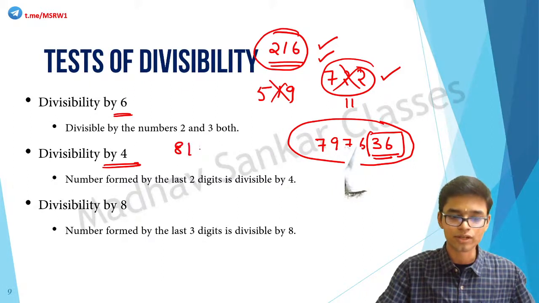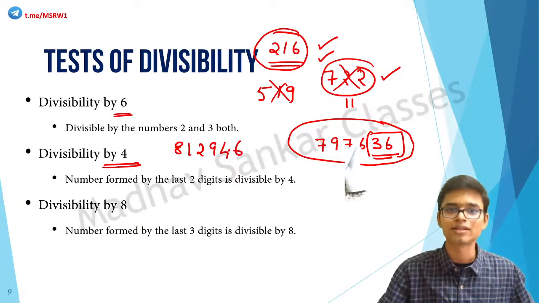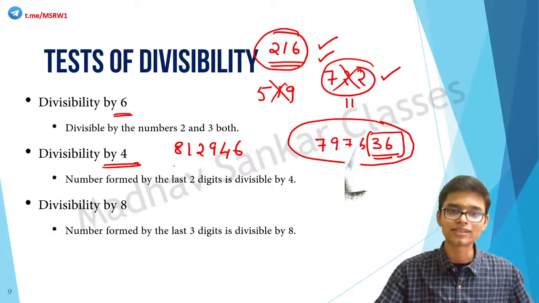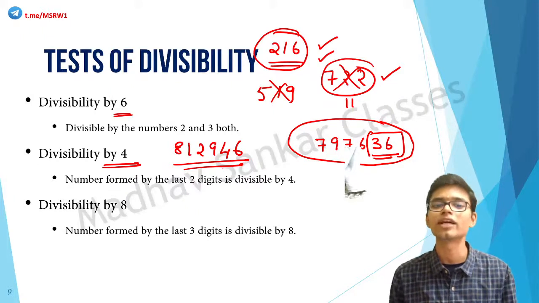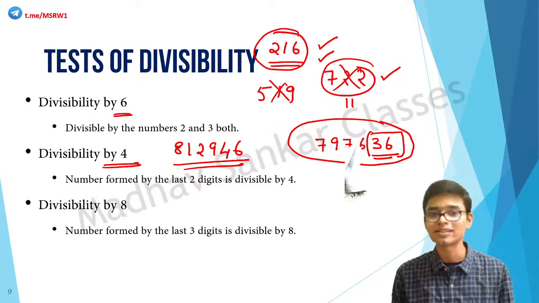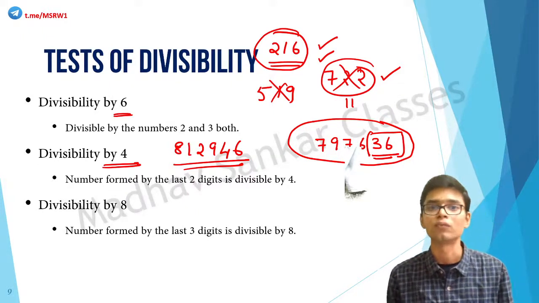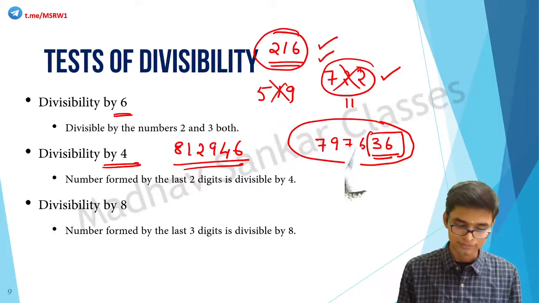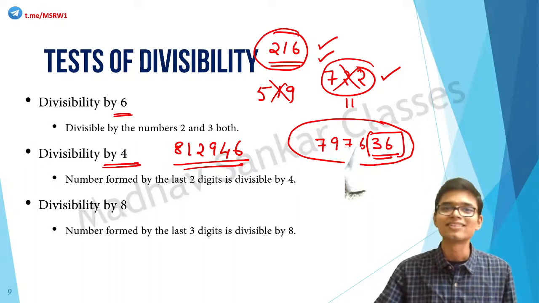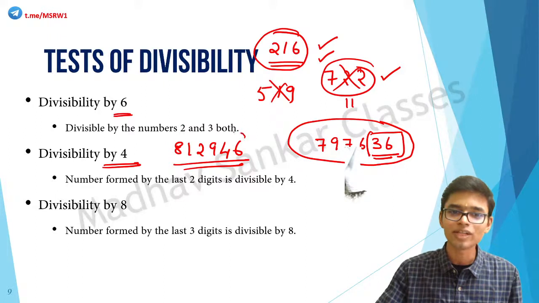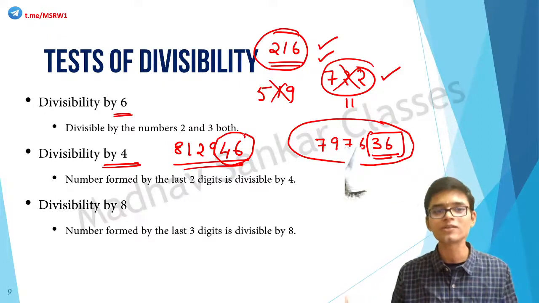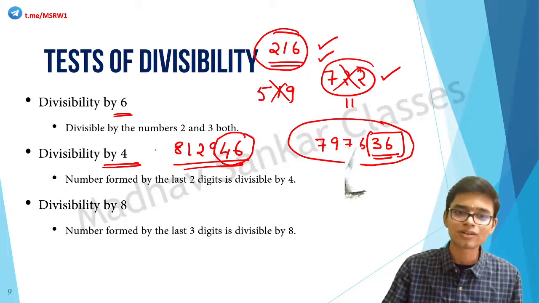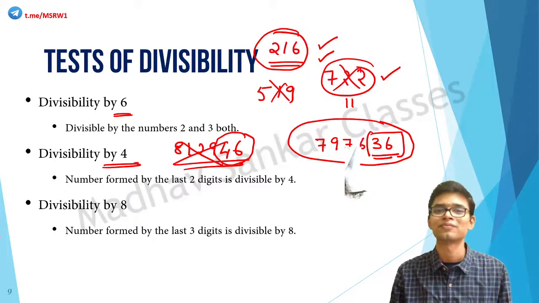Say 812946. You have to tell me whether this number is divisible by 4. Tell me, 812946. Is this number divisible by 4? No, right? Yeah, Nandini, correct. Why? Because 46, the number formed by the last two digits, is not divisible by 4. So this number is not divisible by 4.